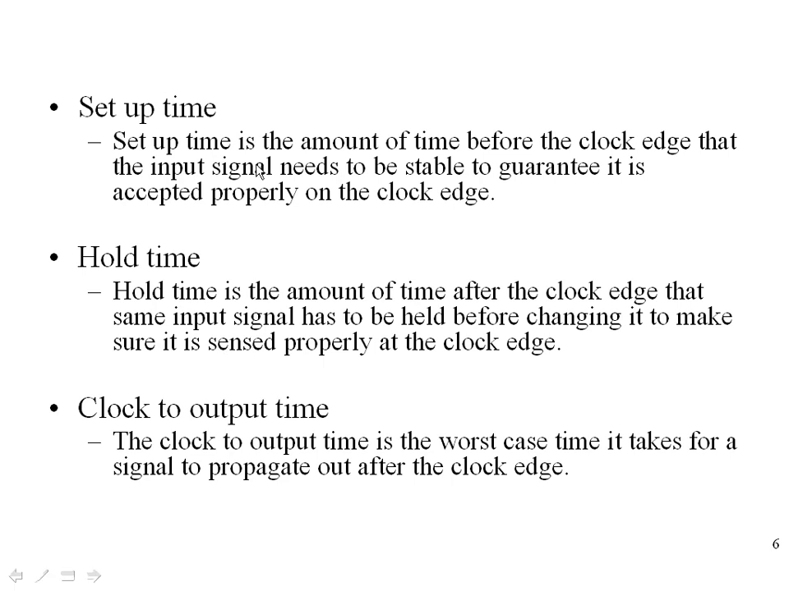Setup time is the amount of time before the clock edge that the input signal needs to be stable to guarantee it is accepted properly on the clock edge. Hold time is the amount of time after the clock edge that the same input signal has to be held before changing, to make sure that it is sensed properly by the clock edge. Clock to output time is the worst case time it takes for a signal to propagate out after the clock edge.